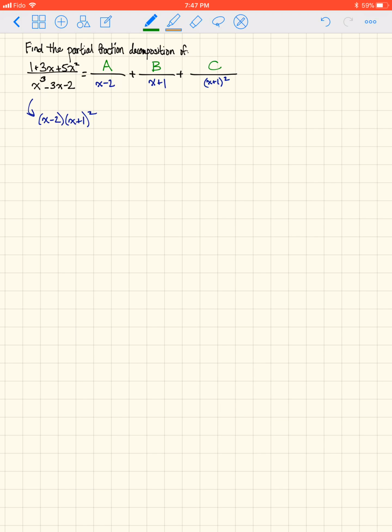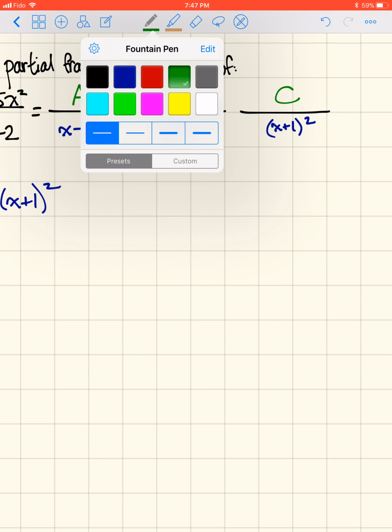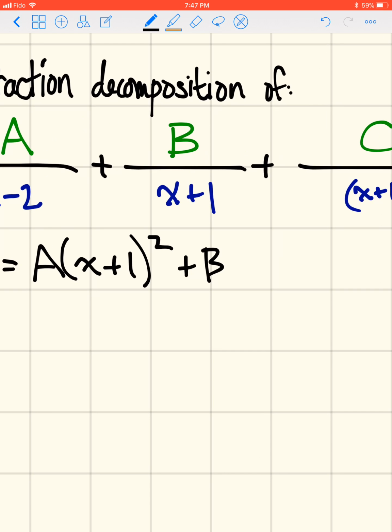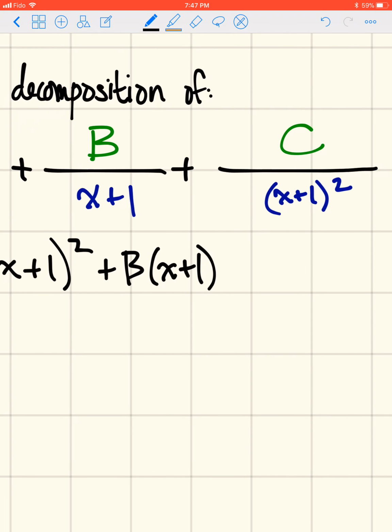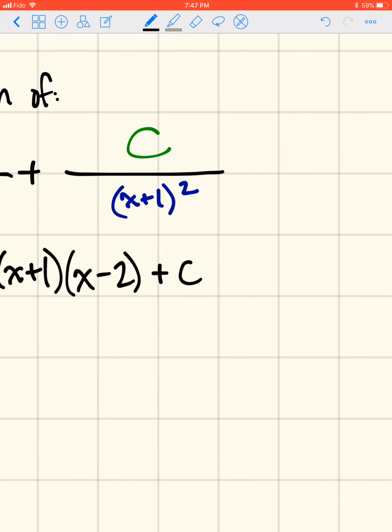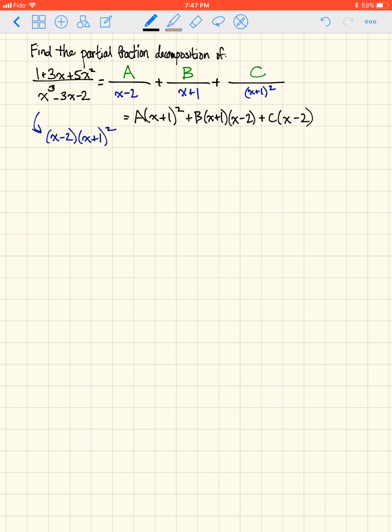If we get a common denominator, we can get rid of the denominator altogether. So A would be multiplied by x plus 1 squared. B has to have an x plus 1 and an x minus 2, and C just needs the x minus 2. And now imagine the denominator was under that, but I'm not going to bother writing it because the next thing I'm going to do is get rid of it.